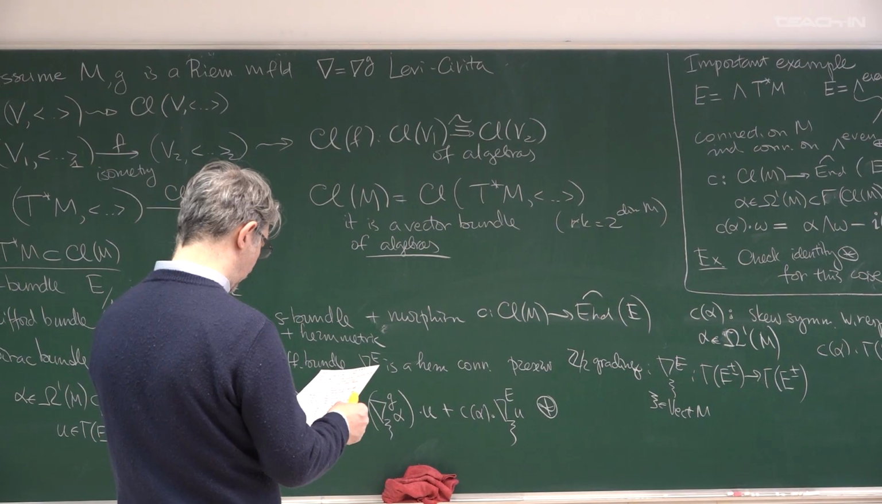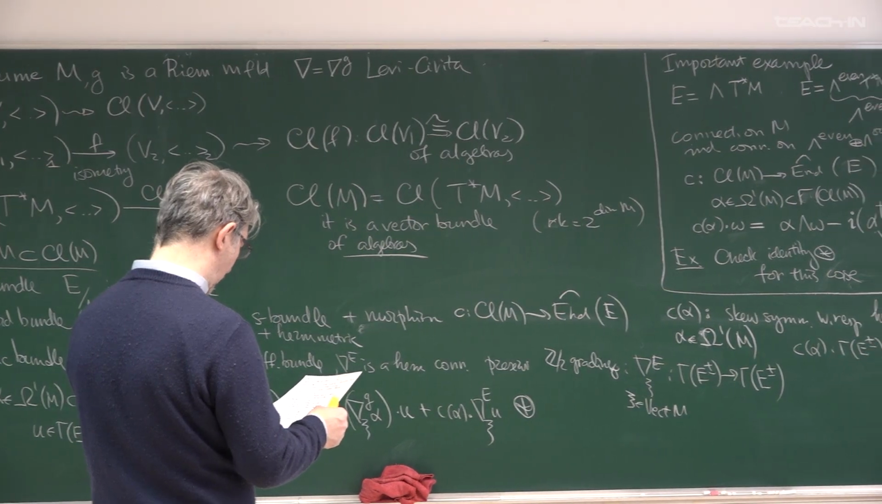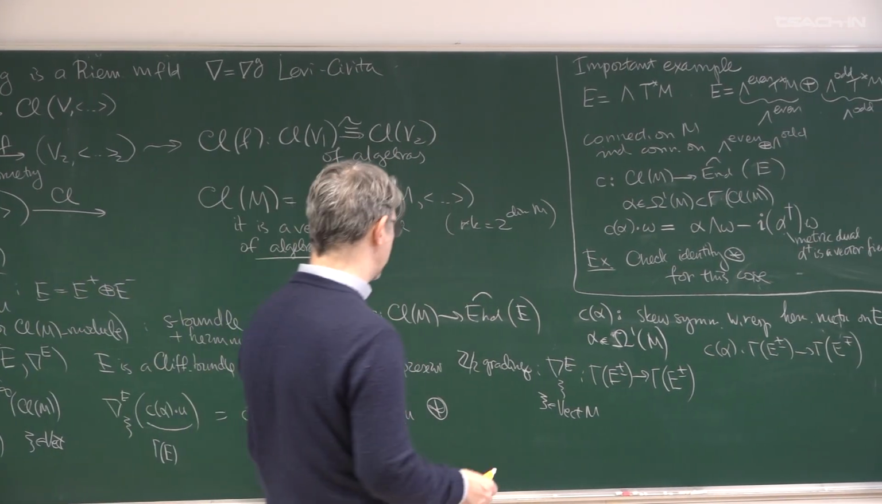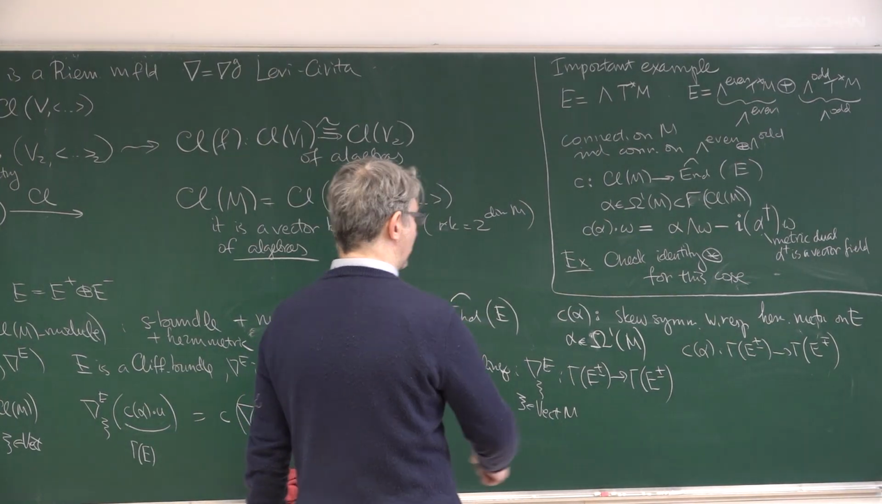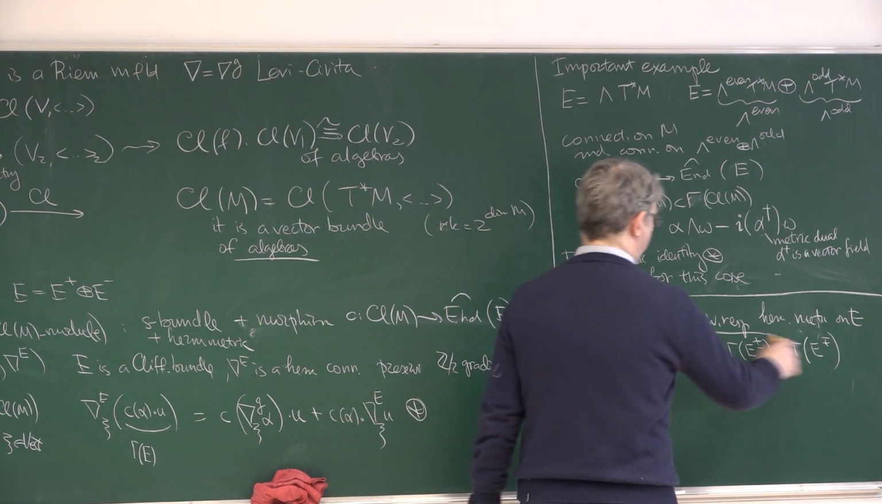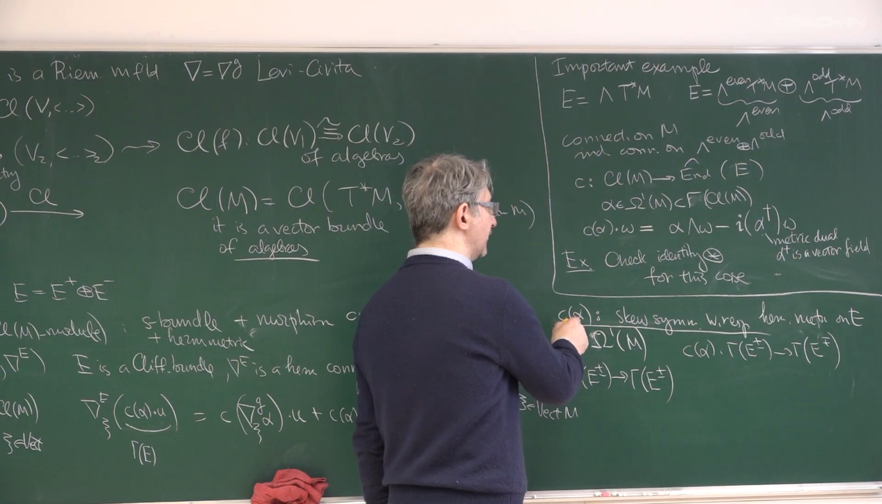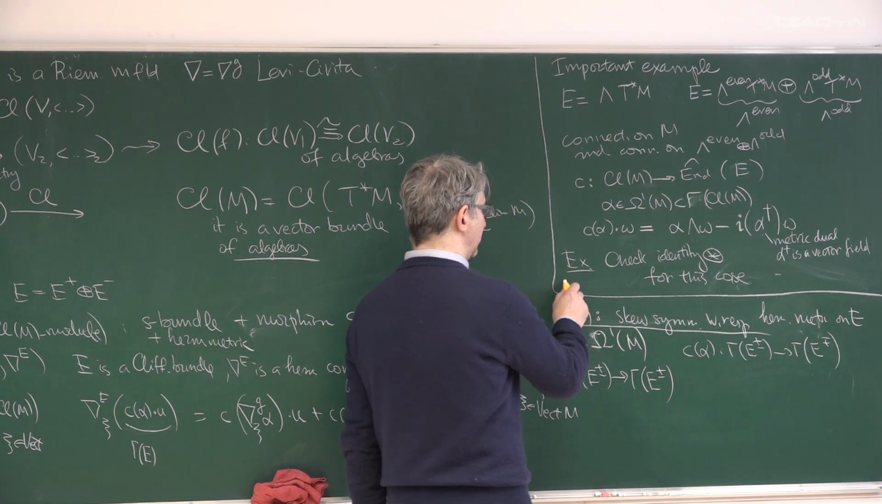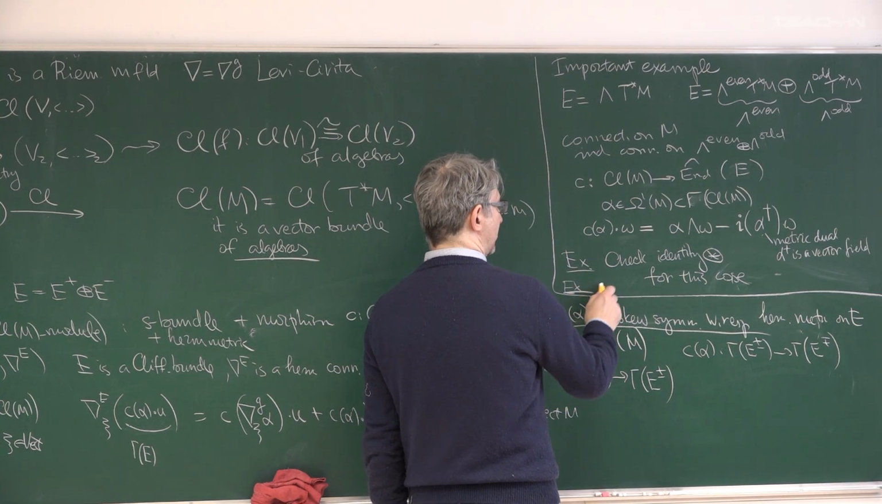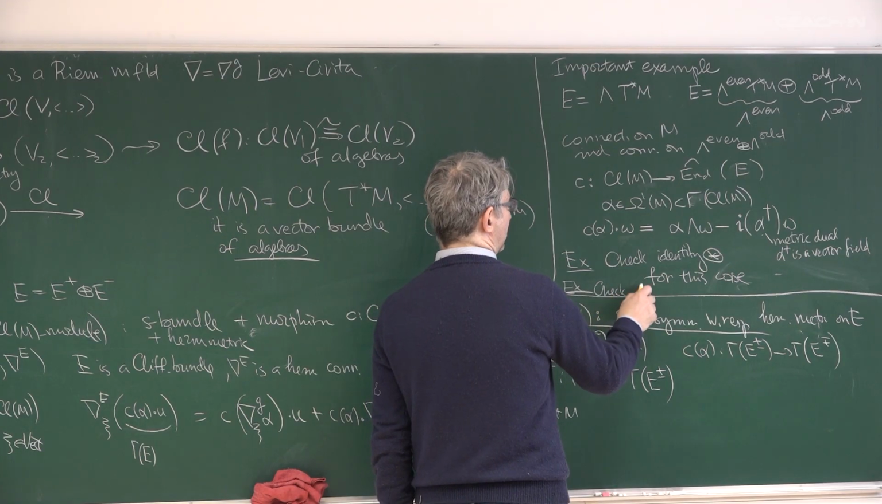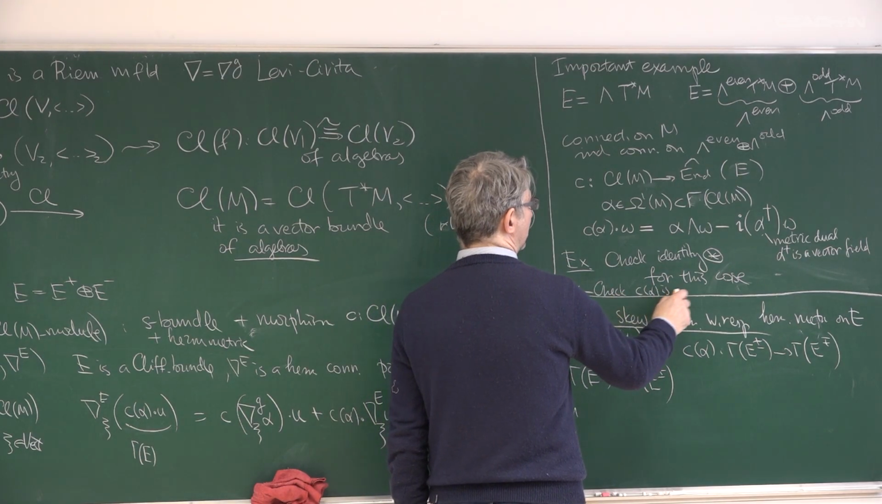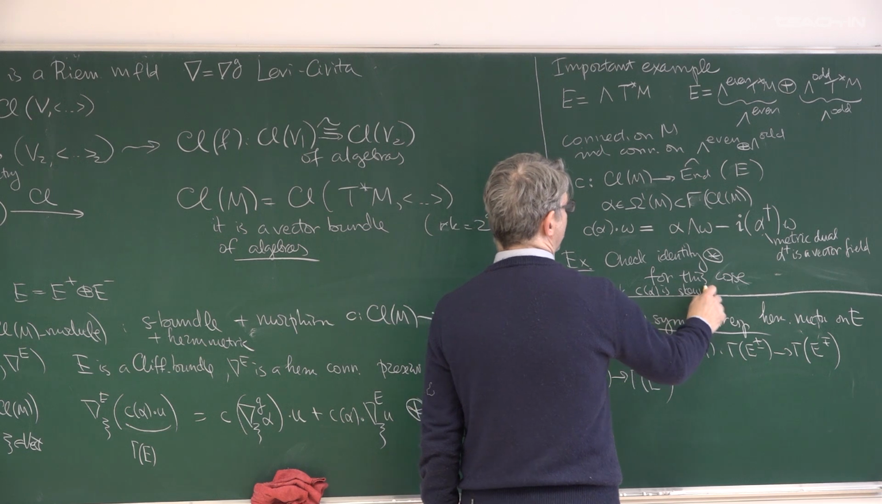Well, okay. We did it. So now we should define. Well, I forgot to say what is important. C of alpha should be skew symmetric. It's another exercise. Check that C alpha is skew symmetric.